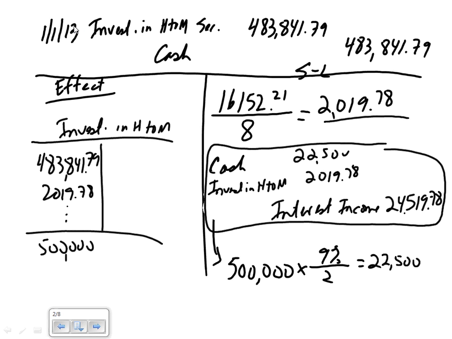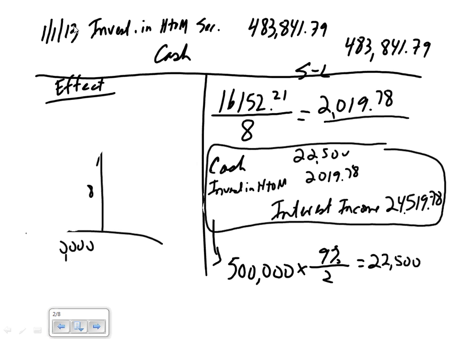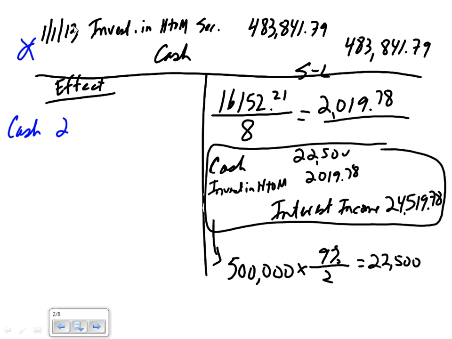Now let me do the effective interest method, and we'll do it for the first couple periods, make sure that we have that down. When we do the effective interest method, the journal entry to record the purchase of the asset is the same. It's still going to be investment in held to maturity securities $483, cash $483. The cash that's received each period is still the same, $22,500. That doesn't change under straight line or effective interest. It's still the coupon payment.